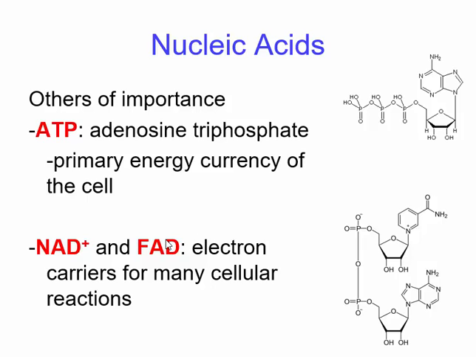Another important one, or actually two important ones, although they're very similar in structure, are NAD and FAD. These we'll see are really important electron carriers in metabolism. And look, it looks a little different, but you've got a nitrogenous base, you have a pentose sugar, and phosphates connecting them. So it looks a little different, but this is a kind of nucleic acid.